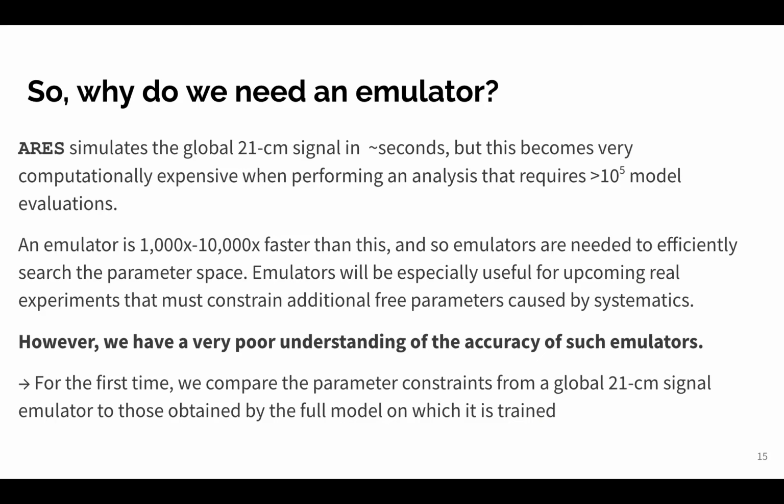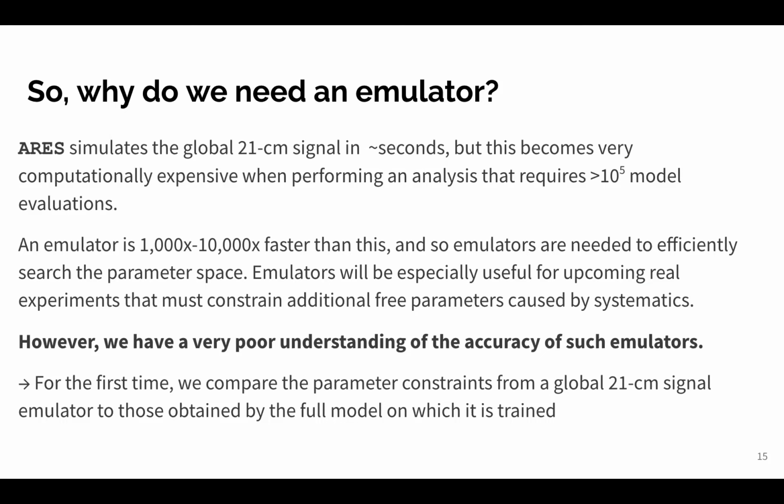And so we need an emulator to speed up this process. Basically, an emulator is just a neural network, which I'll talk about later. But an emulator does not perform all the physics that a simulation does. You pass it some parameter values and it estimates the signal very quickly, which we'll talk about. An emulator is much faster than this. And so emulators are needed to efficiently search the parameter space.